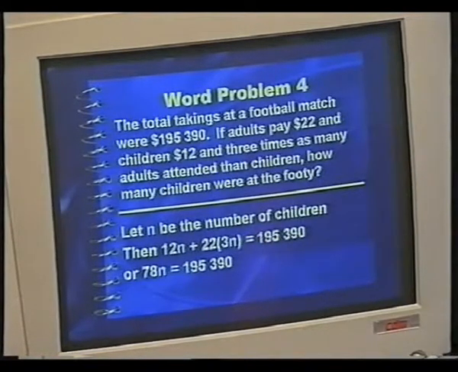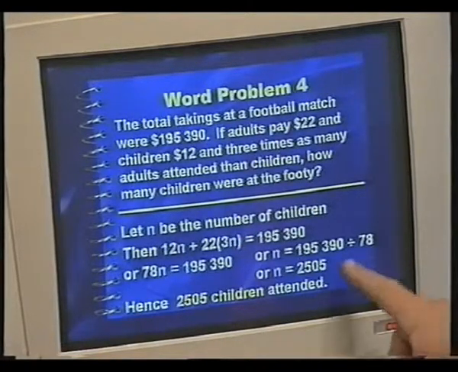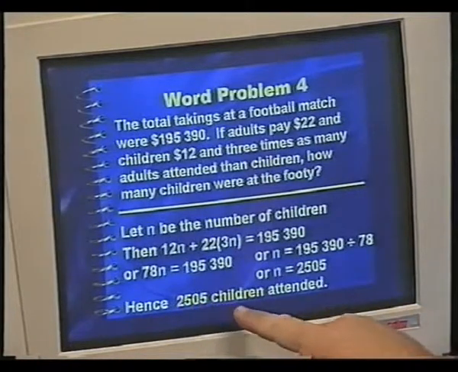N equals 195,390 divided by 78. Divide through and give the answer, of course, in the correct units, 2,505 children.